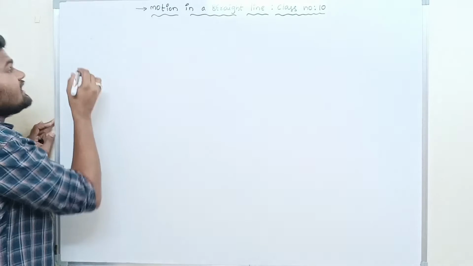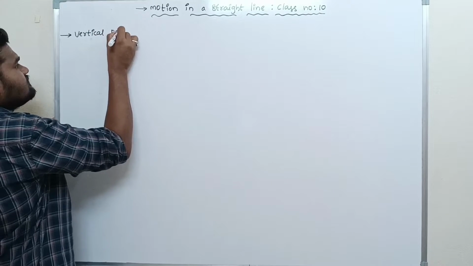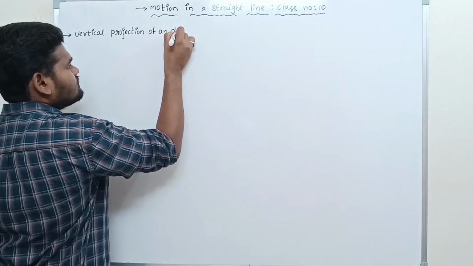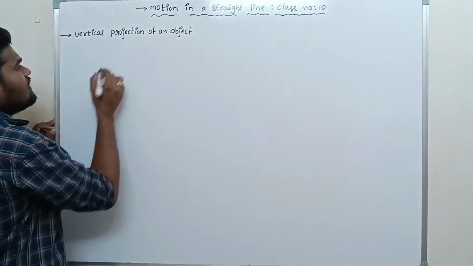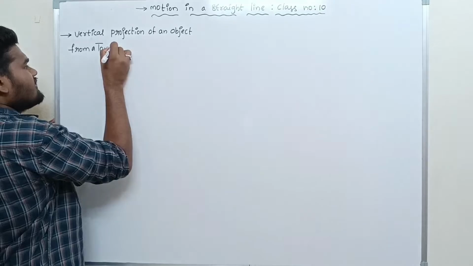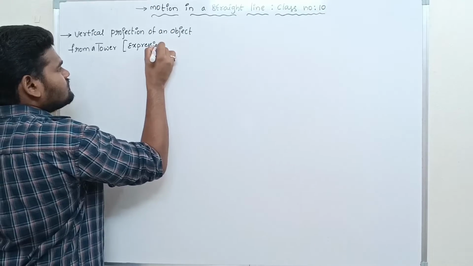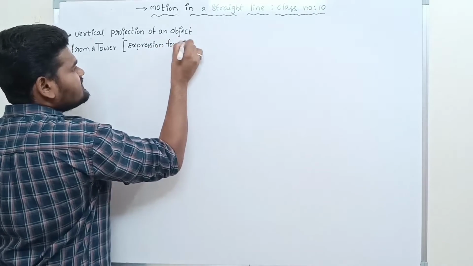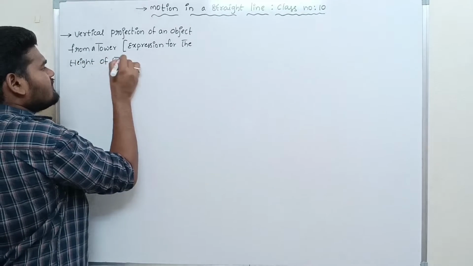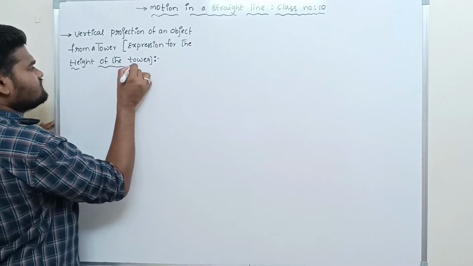What is the concept today? Vertical projection of an object from a tower. What we have to find is an expression for the height of the tower. So this is our concept.